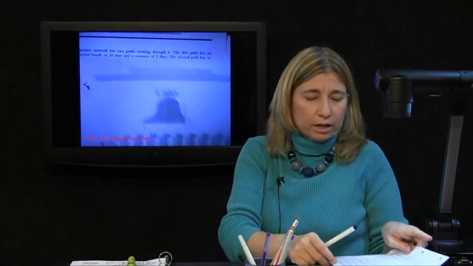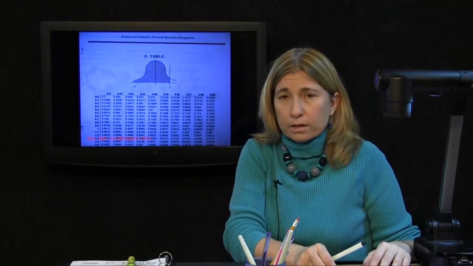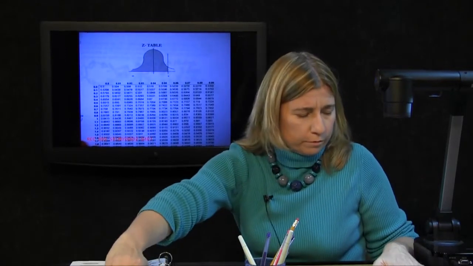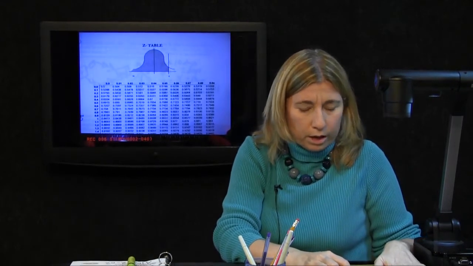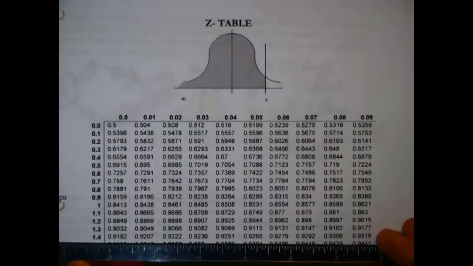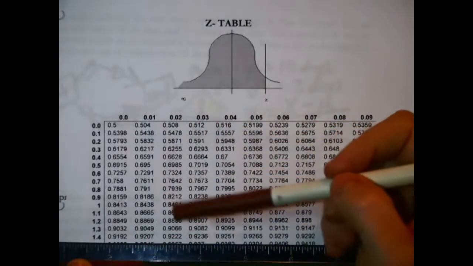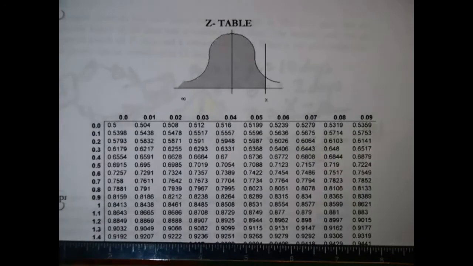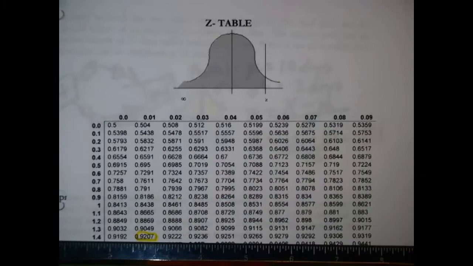Oh, I have to look that up. 1.41. Now I remember with a z-table that the first two digits show me the row, 1.4, and it is the second decimal place that shows me the column. So it's 1.41. See the 0.01 up here? Or what is actually occupying that spot on the table? 0.9207. What's that mean?